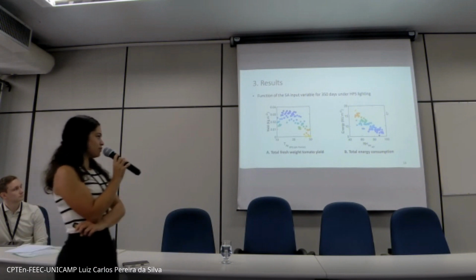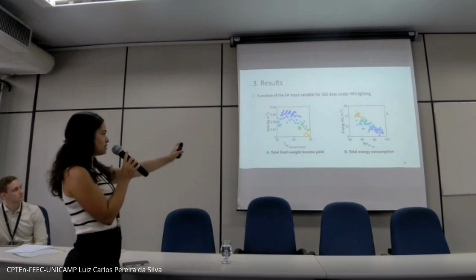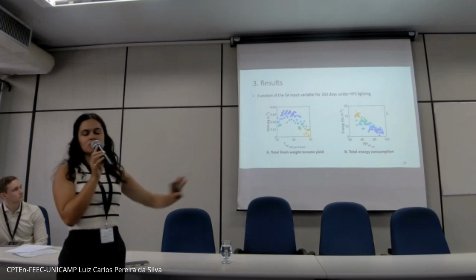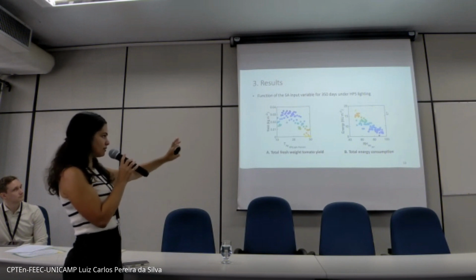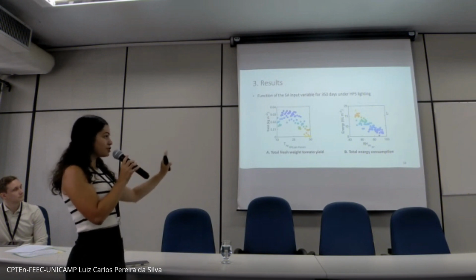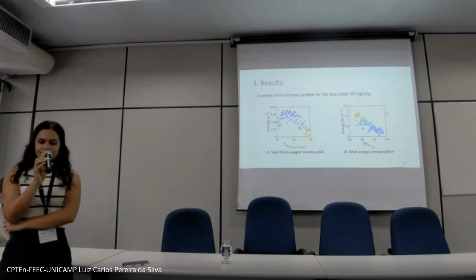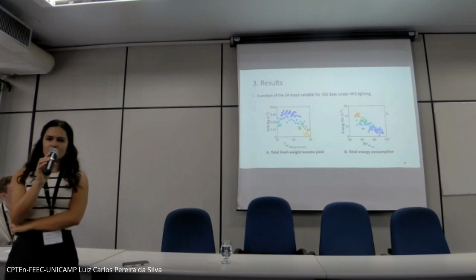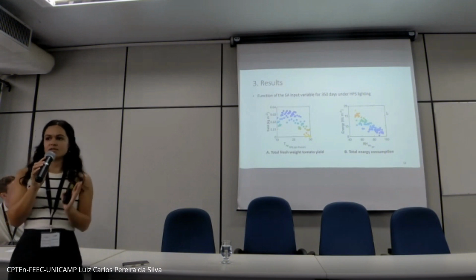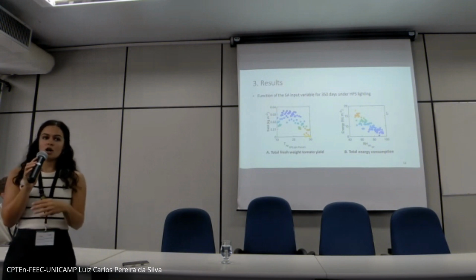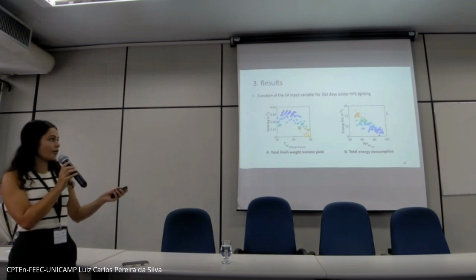So we see that the total fresh weight of tomato yield is impacted. In blue is what we would like to have. So we want higher yields, and we have higher yield at lower temperature. And for the relative humidity, for the total energy, when we want to consume less energy, we need a higher relative humidity set point. So if we want lower humidity in our greenhouse, we will consume more.